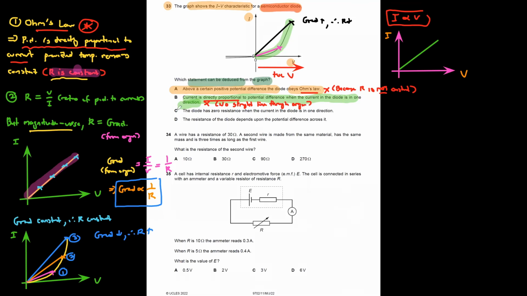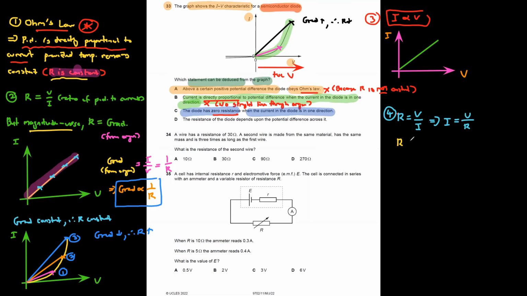Now then you look at C, the diode has zero resistance when the current in the diode is in one direction. So let's have a look at the part where they tell you zero resistance. Okay, so let me just rewrite certain things here. This one is actually part 3. Okay, for part 4, let's have a look at it like this. Now, we know that resistance is defined as the ratio of PD to current. Let's just say what happens when you rearrange this so that current is now V over R.